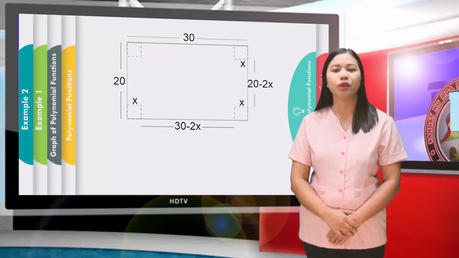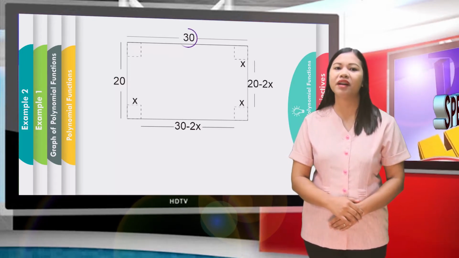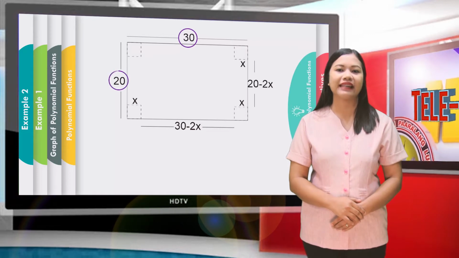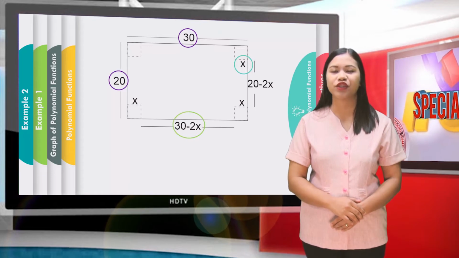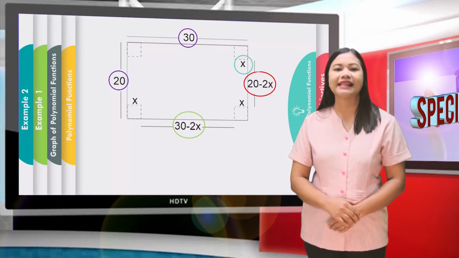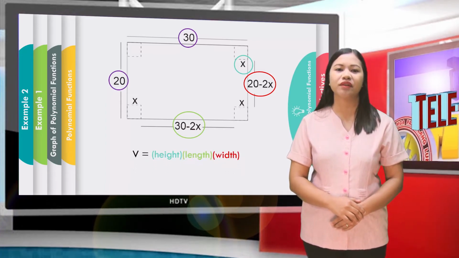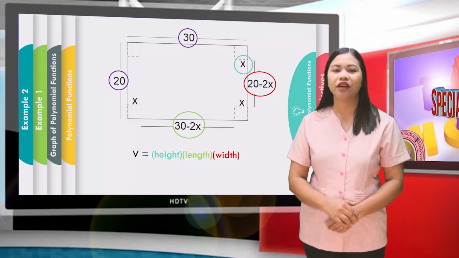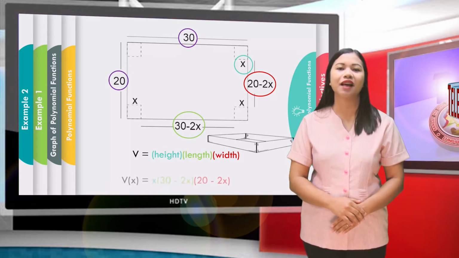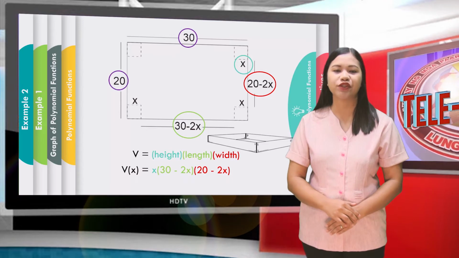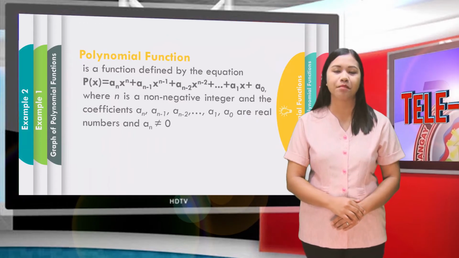From this cardboard, we will make an open box by cutting an x unit. The cut made will become the height of the open box. Its length and width will become 30 minus 2x and 20 minus 2x respectively. Since the volume of the box is represented by this formula, the volume of the open box is V of x equals x multiplied by quantity 30 minus 2x multiplied by quantity 20 minus 2x. This equation is now an illustration of a polynomial function.